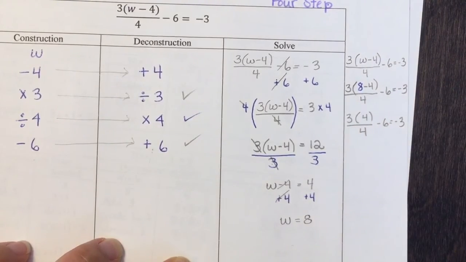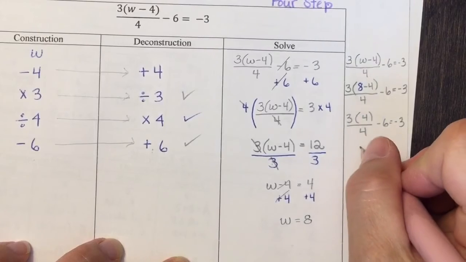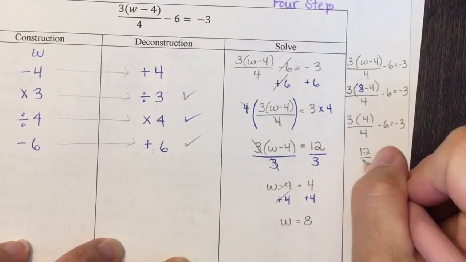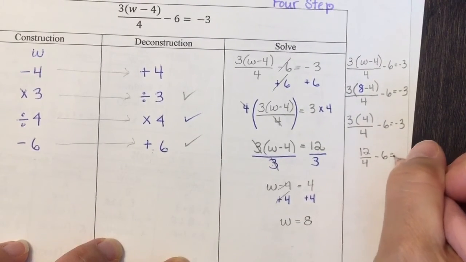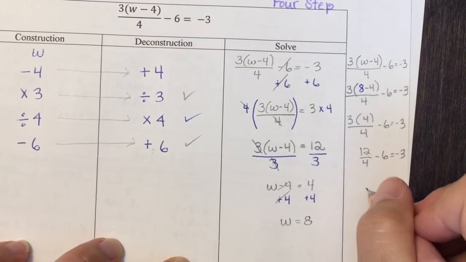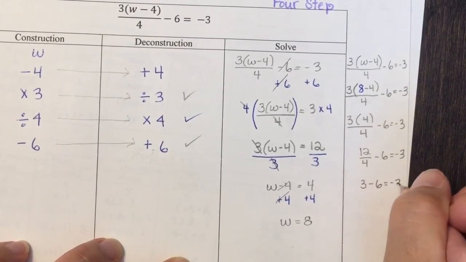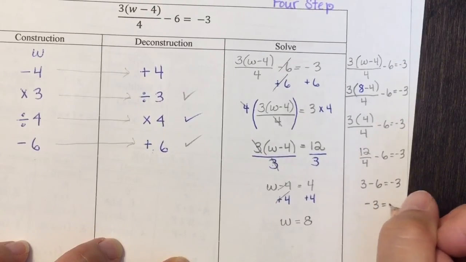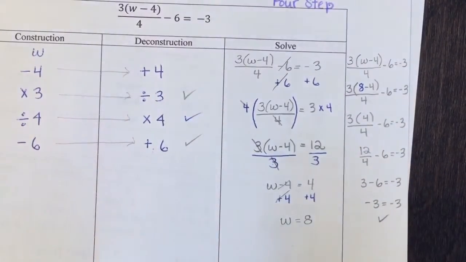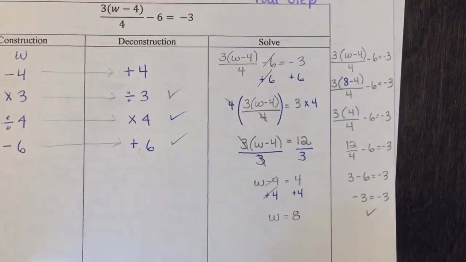I'll still do it just step by step. I'm just following order of operations, right? 3 times 4 is 12 divided by 4 minus 6 equals minus 3. 12 divided by 4 is 3 minus 6 equals minus 3. Minus 3 equals minus 3. Hey-o! Right on. There you go. Oh, that feels so good.